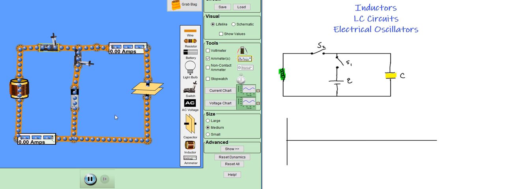Now I'm going to be using a PhET simulator here. There's a link in the description below to their awesome AC/DC circuit construction kit simulator, so check that out.